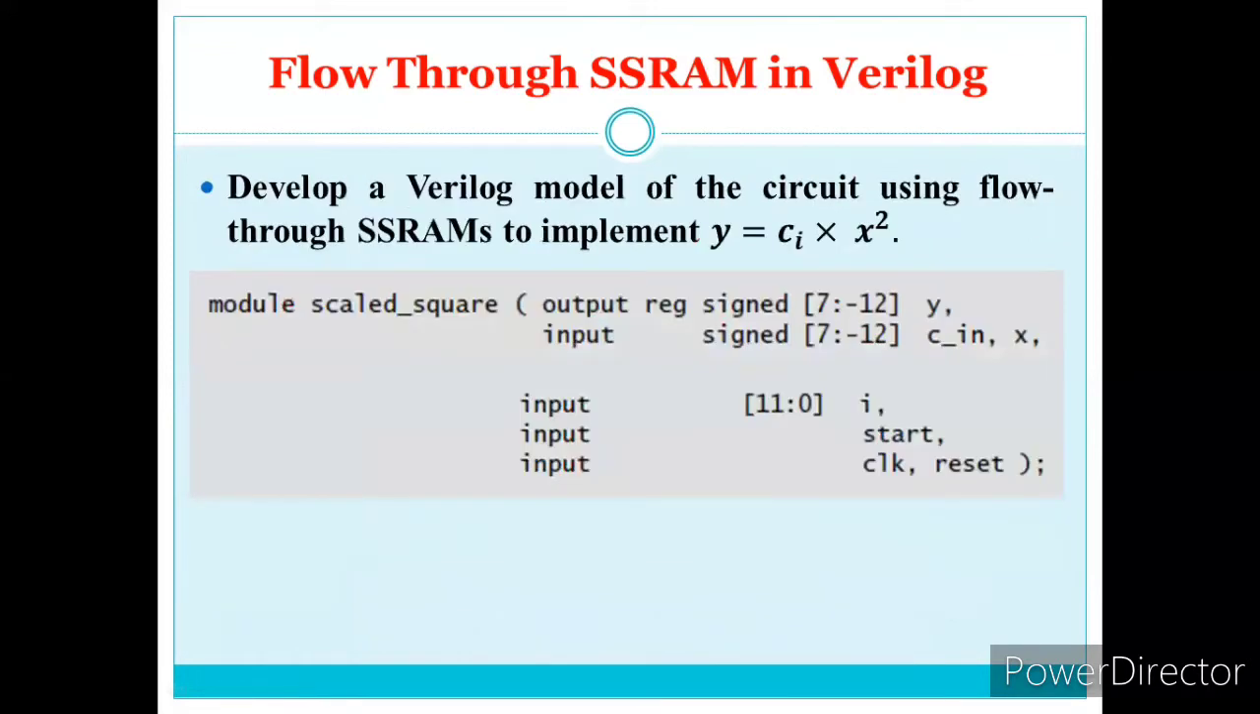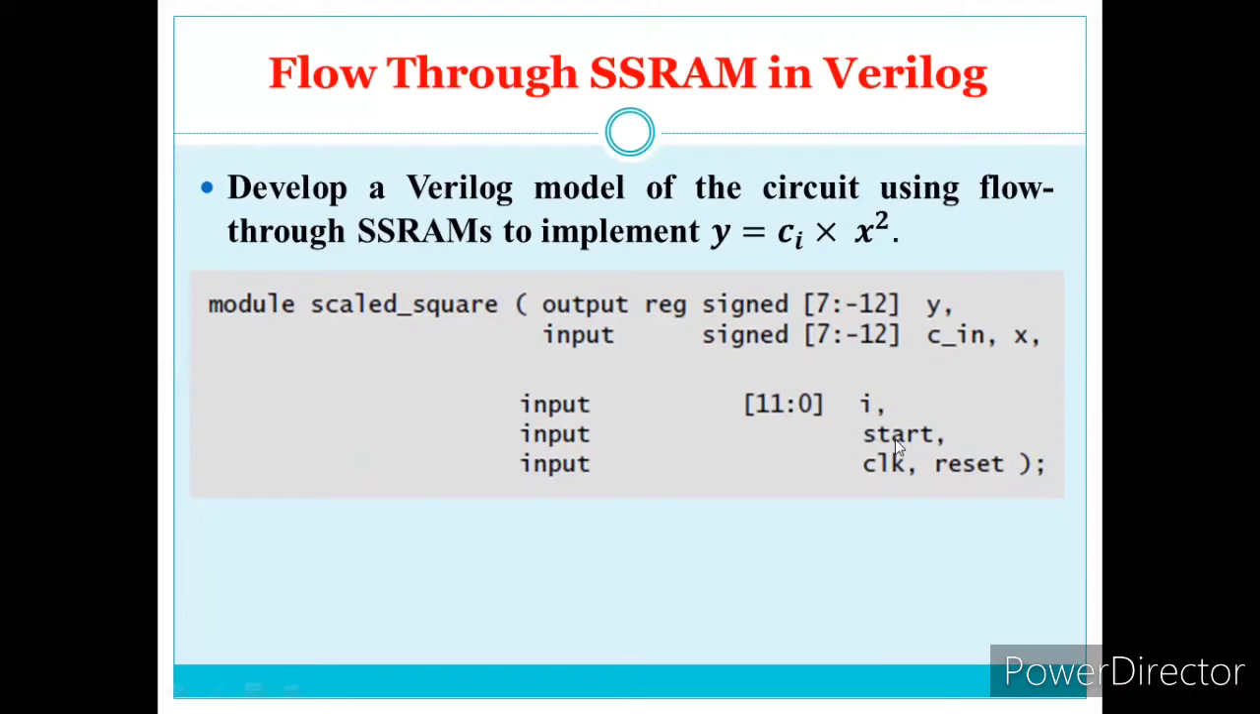Okay, now let us see the Verilog program for the given question Y = Ci × X². If you observe in the previous block diagram, it says that pre-decimal point it is 8 bits, and after the decimal point it is 12 bits. So we have represented that as 7 colon minus 12 for the Y output, and the same for Cin as well as X, because all the inputs have the same format. We also know that I has 12 bits, so 11 down to 0.